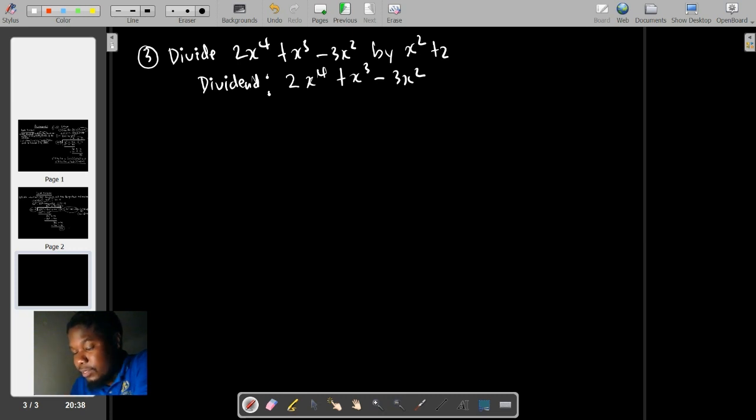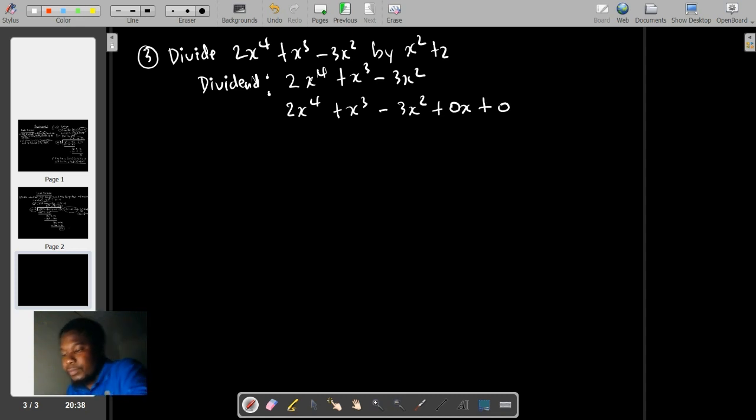And if there are any missing terms, we'll make sure we include them. So you see here, x to the power 4, x to the power 3, x to the power 2. The missing terms are x to the power 1, and then the constant. So we'll write it like this: 2x to the power 4 plus x to the power 3 minus 3x to the power 2 plus 0x plus 0. I've included the missing terms as 0 terms.